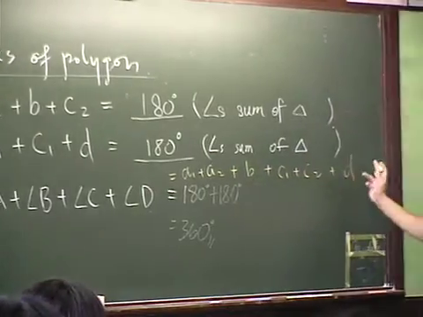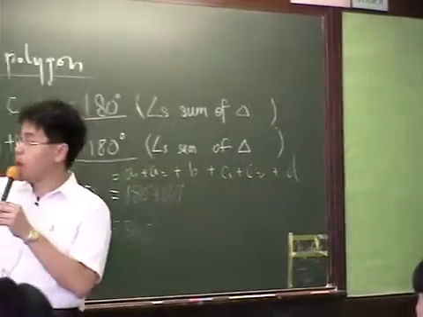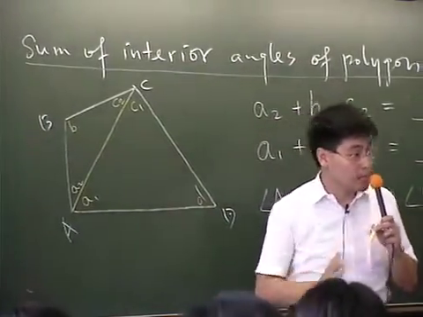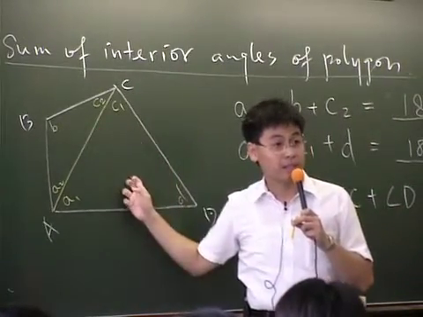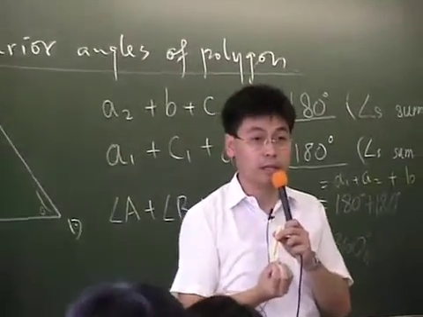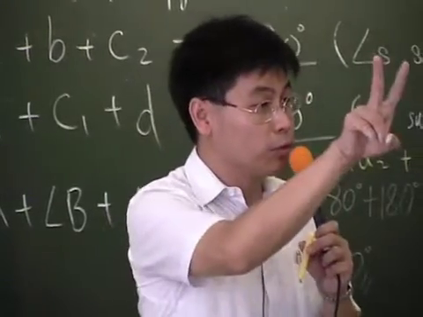Okay, we stop here. For our four-sided polygon, we find that we can cut the four-sided polygon into two triangles. So we get that the sum of interior angles is equal to the sum of the angles of two triangles. Can you get it?